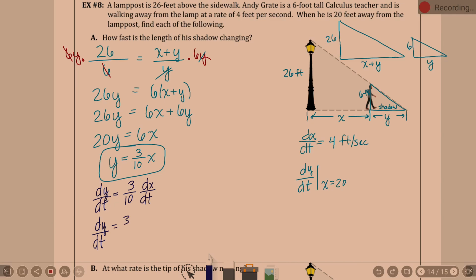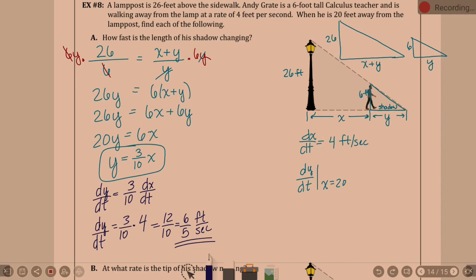3/10 times dx/dt, which is 4. 3/10 times 4. So 12/10, or 6/5. My brain's wanting to say 1.2, but I have it as 6/5 feet per second. Holy crap. So that was crazy. The 20 feet didn't even matter. Why are they telling me stuff that I don't need to know? Because they're trying to confuse you.